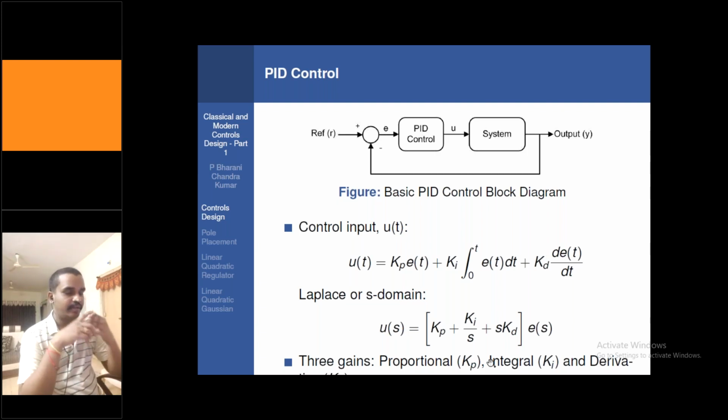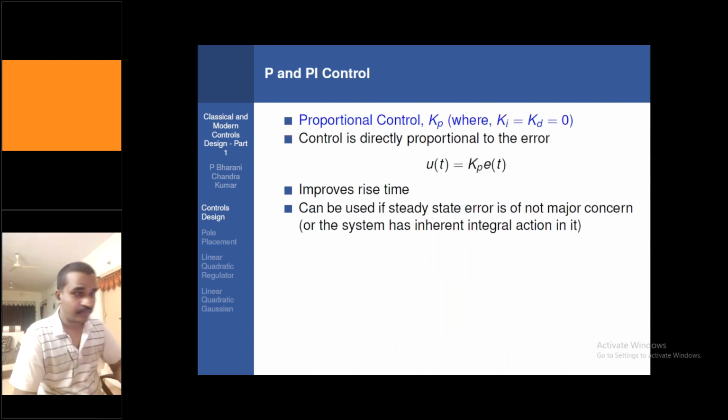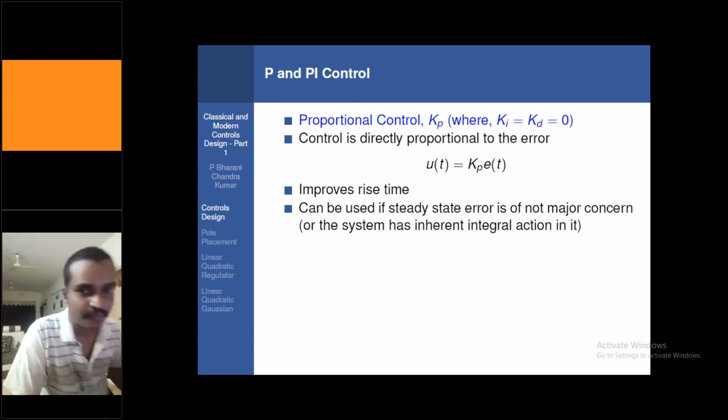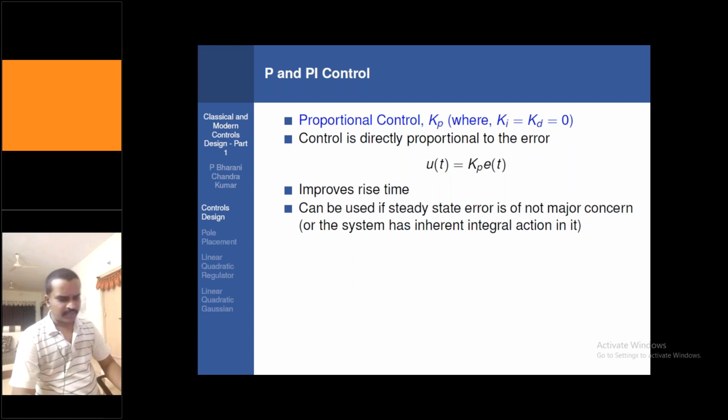If anybody is interested in doing research in control systems, then you should be aware of this particular 1 minute solution. So before going to the simulations or hands-on part, I will tell you in a very simple way why the PID controller is required. 90% of industrial controllers are PID controllers, or more specifically PI controllers. Out of that 90%, again 90% are only P and I. Derivative control people very seldom use, only if it is required. Otherwise, for practical purposes, you have to avoid the derivative action.